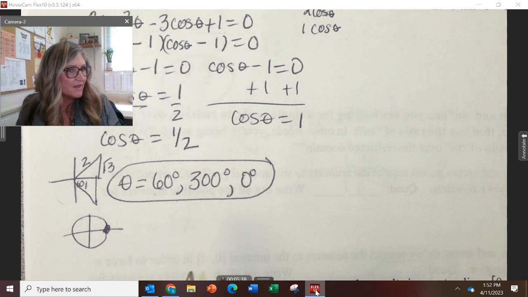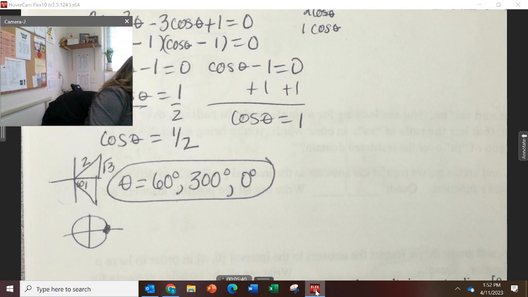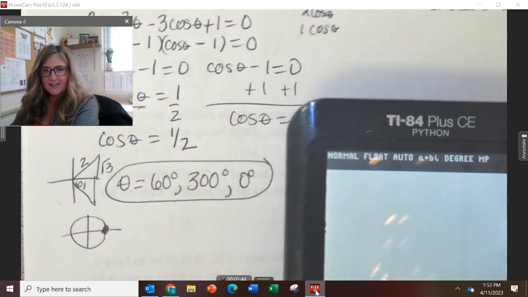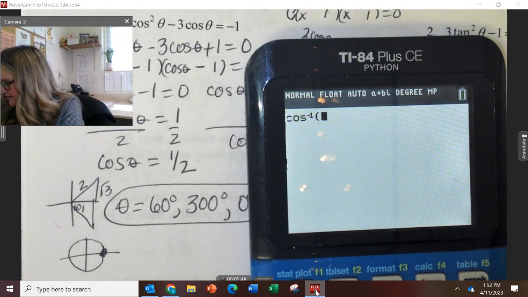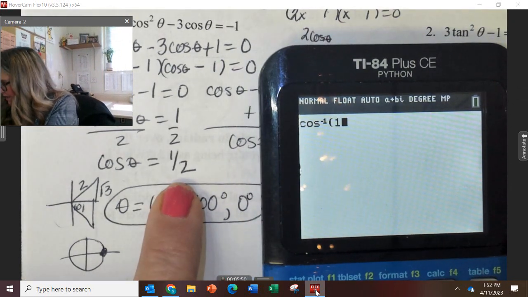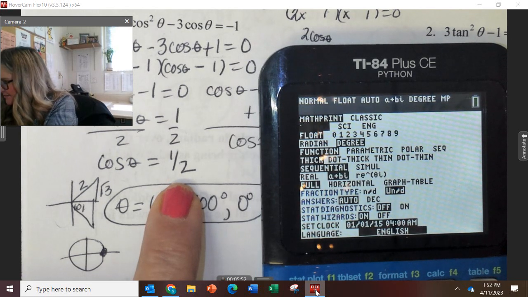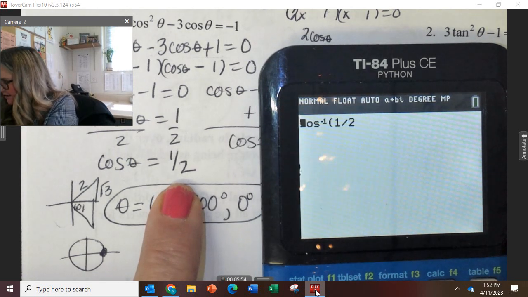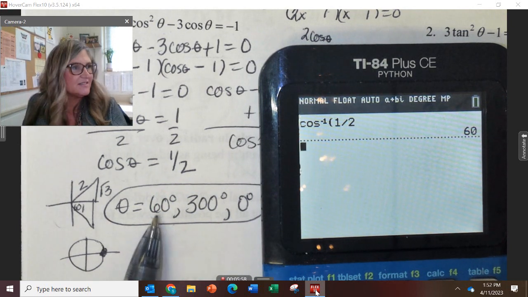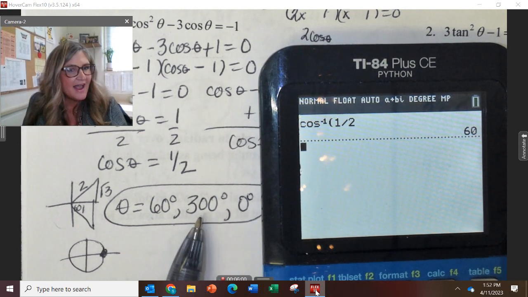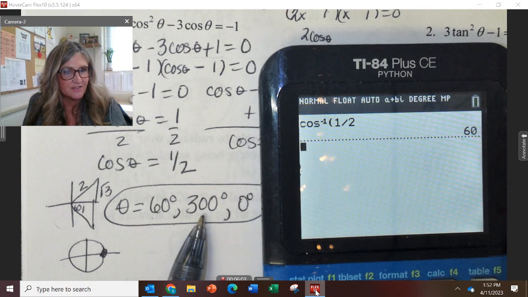Okay? If I wanted to use a calculator to check, I could do this. I can do second cosine of 1/2. And I'm going to make sure that I'm in degrees, and I am. And it's only going to give me one of the answers, though. It's not going to give me the other one. I have to know enough to figure that out.